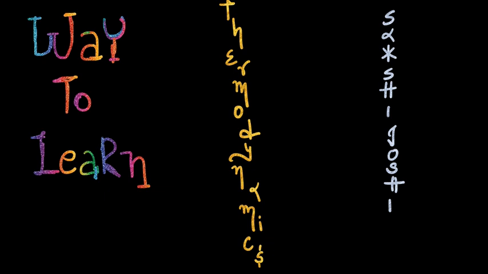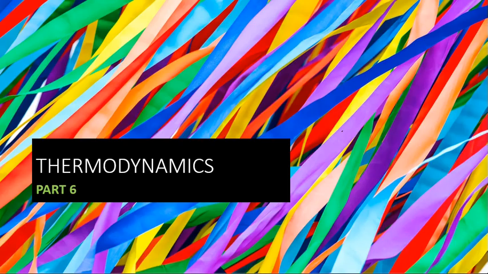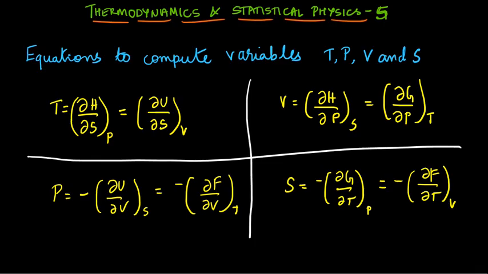So, I'm back with some important tricks and formulas for you to remember to solve problems. Let us see, it's our Thermodynamics part 6. Today's important formulas are to compute the variables T, P, V, and S. T for temperature, P for pressure, V for volume, and S for entropy. These are the actual general formulas in your books in order to find or compute the variables T, P, V, and S.